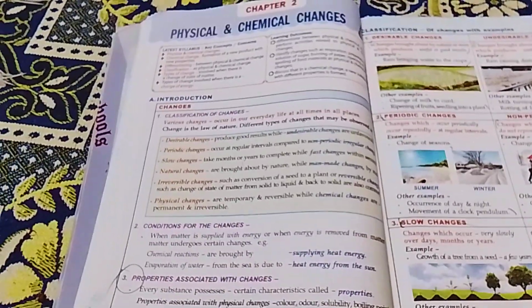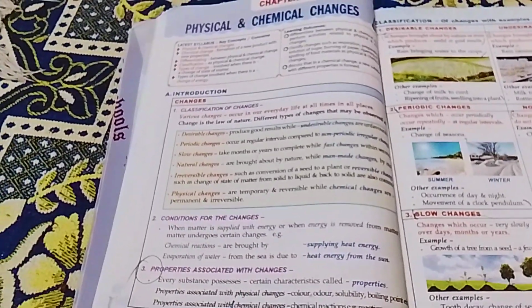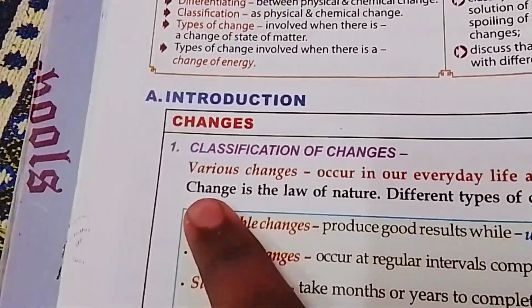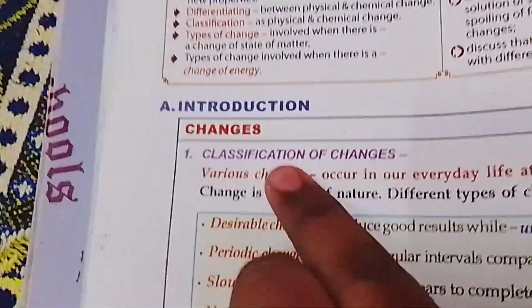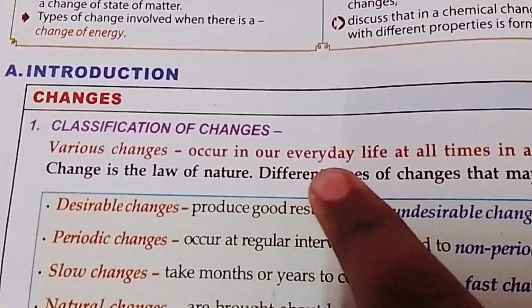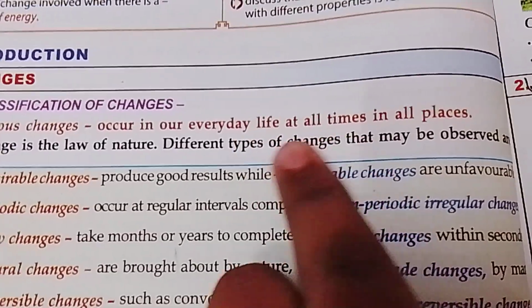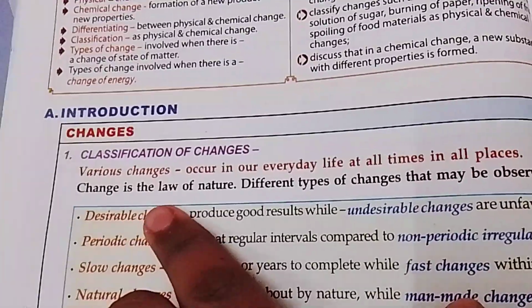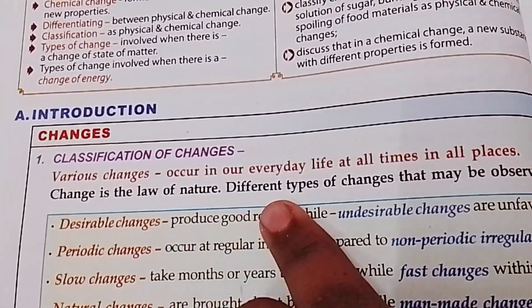So today I am going to read the subject chemistry, chapter number 2, physical and chemical changes. Introduction. Changes. Classification of changes. Various changes occur in our everyday life at all times, in all places. Change is the law of nature.